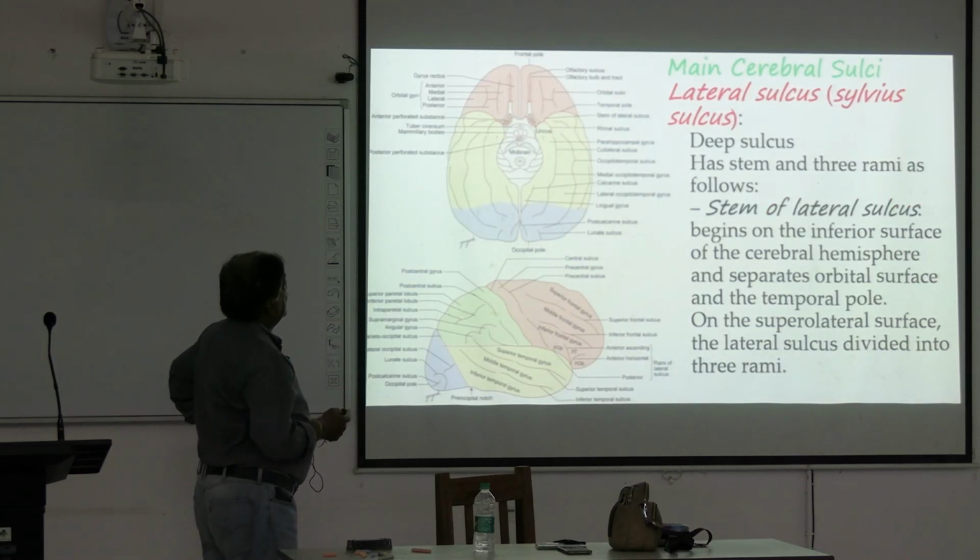Now, lateral cerebral sulcus, lateral sulcus, Sylvian sulcus. The deep sulcus has a stem and 3 rami as follows. Stem of lateral sulcus begins on the inferior surface of the cerebral hemisphere and separates orbital surface and the temporal pole. On the superolateral surface, the lateral sulcus divides into 3 rami.